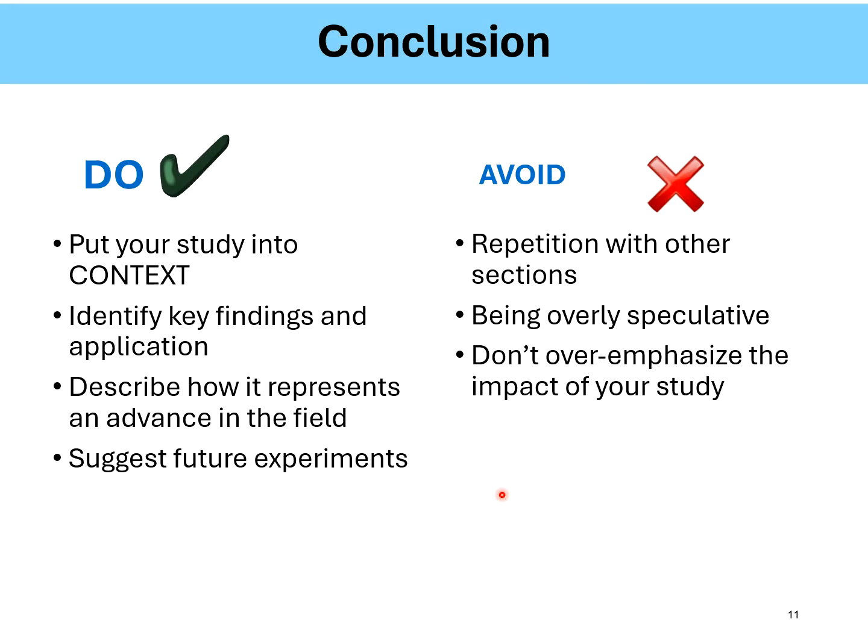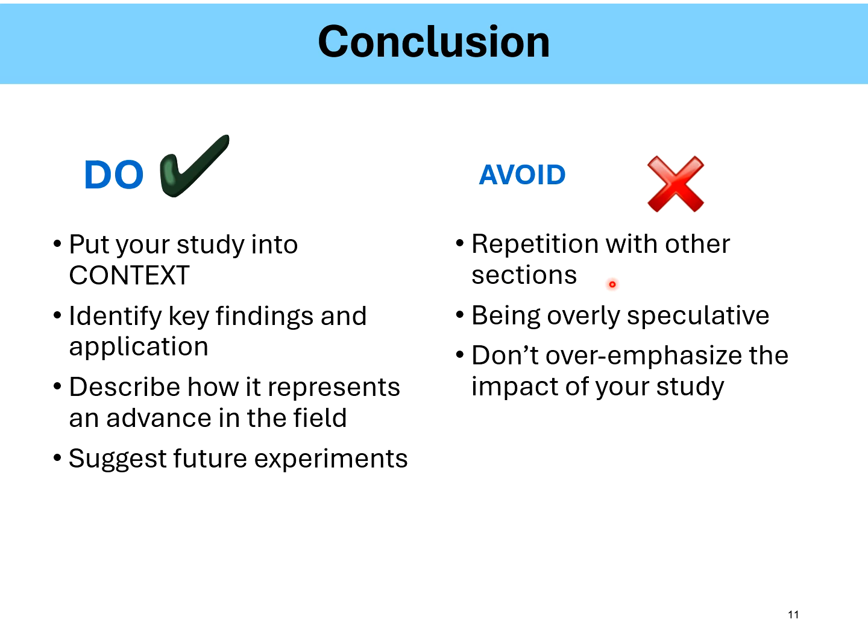Writing the conclusion. Do put your study into context, identify key findings and application, but don't mention figures, numbers, and percentages over here. Describe how it represents an advance in the field, suggest future experiments, the implication or suggestions for future researchers. In the conclusion, you can write the recommendations. Actually, conclusion includes the recommendations.